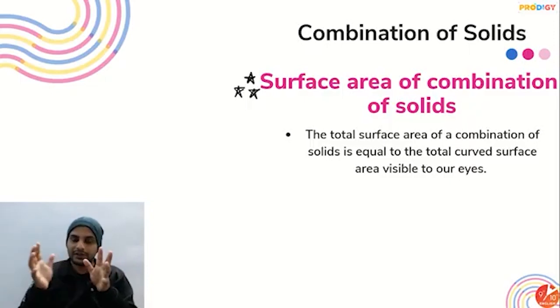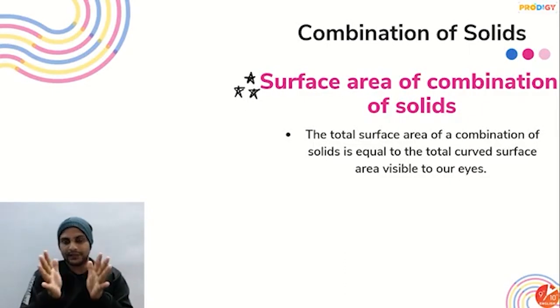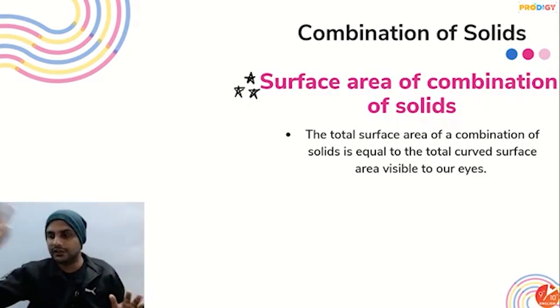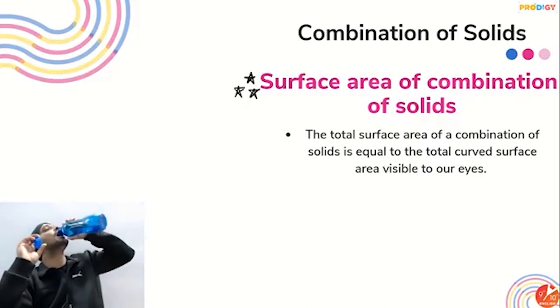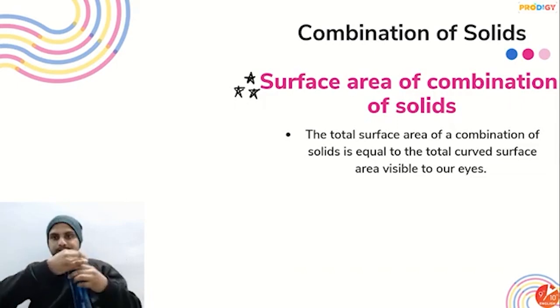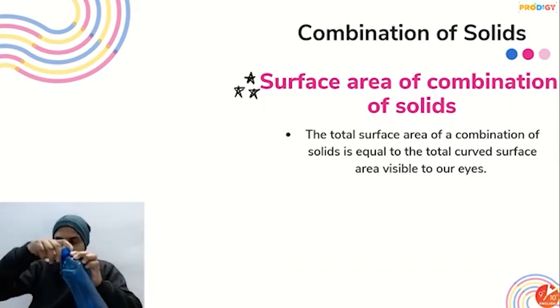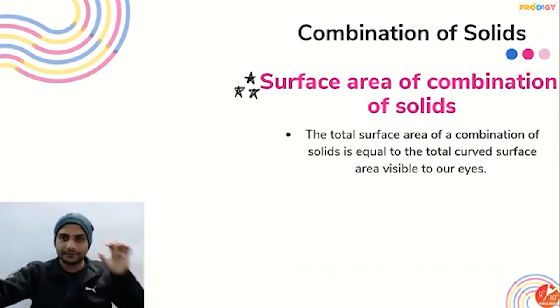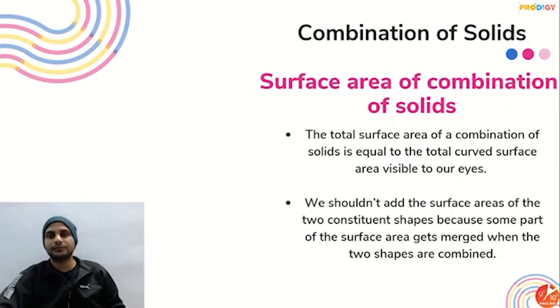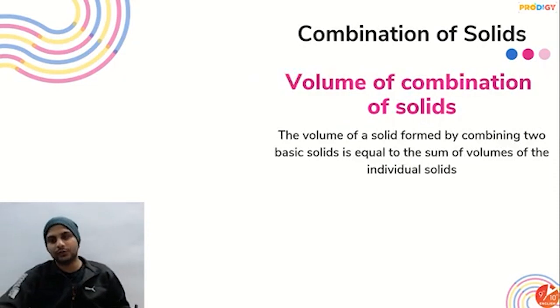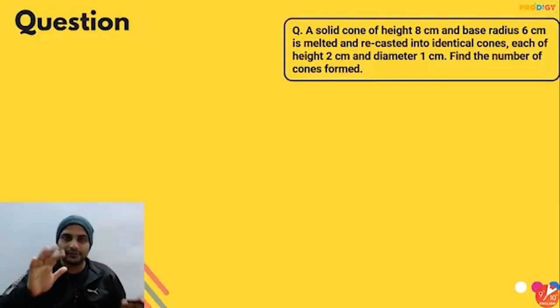The same way, when I join two solids and I ask you the surface area of that combined one, you just have to imagine that shape, see what the surfaces are, and combine those surface areas. Okay, all right. Now let's solve some questions. This is the crust which I have told you.